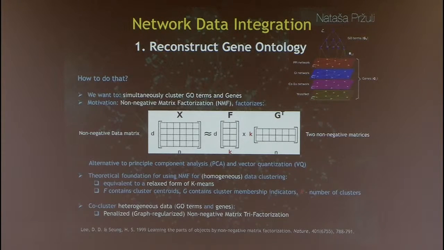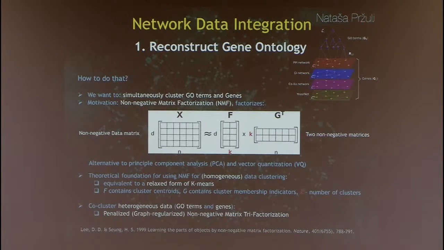So the theoretical foundation for NMF for clustering homogeneous data is that it is equivalent to a relaxed form of k-means, where this factor contains the cluster centroids, and this factor contains cluster membership, and k is the number of clusters. This is basically from this paper, which is not our work. This is from 1999. But this is homogeneous data, the same data type, and we want to cluster GO terms and genes simultaneously.